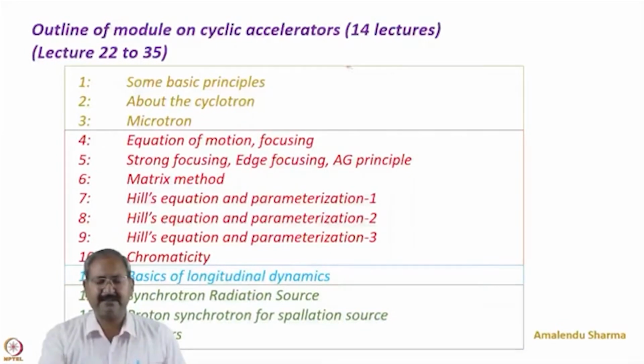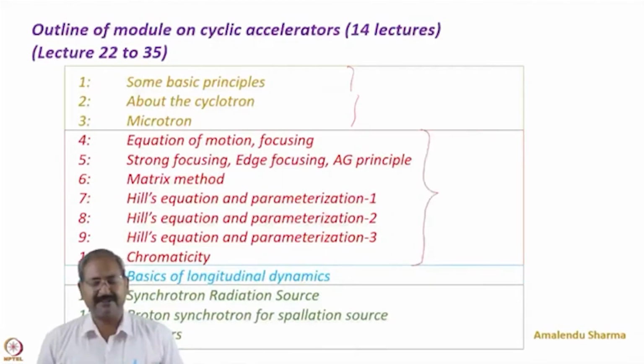The first part consists of basic principles on which cyclic accelerators are based, and 2 types of cyclic accelerators, namely cyclotron and microtron, will be discussed. Quantitative discussions will be there, and these will involve the derivation of the equation of motion when a charged particle passes through the electromagnetic field, and how we can control the beam of charged particles, and how we can analyze if we want to make some optics of charged particles.